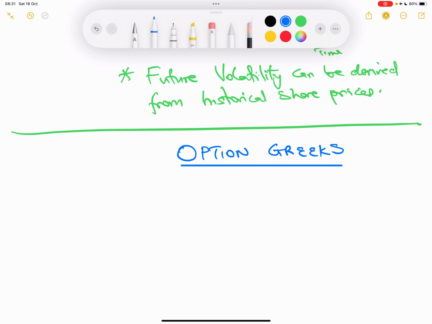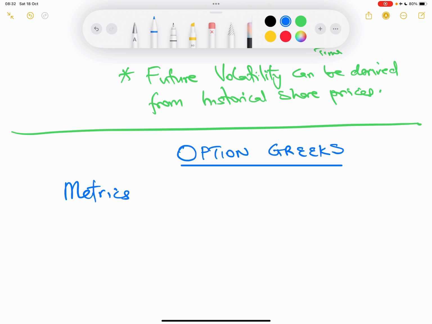Let's talk about option Greeks. There's nothing complicated about this. This is just using Greek letters to represent some metrics. So when you hear option Greeks, what we are talking about is different types of metrics. These are just metrics, and they are actually used to describe how option prices change when some factors are also changing.